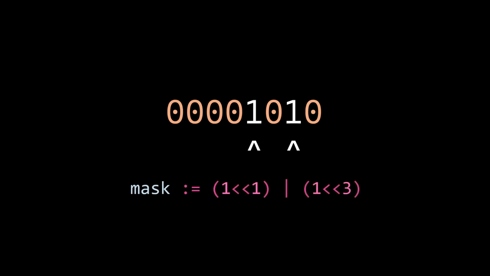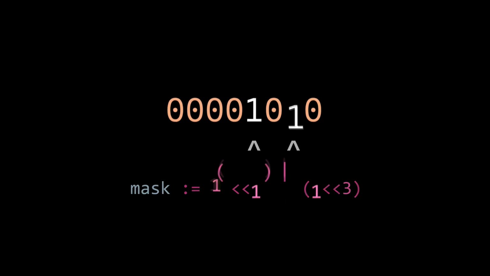In this code, we now target the second and the fourth bit in the number by using the OR operator on the values 10, or 2 to the power of 1, and 1000, or 2 to the power of 3. You've effectively set 2 bits to 1. The reason for this is quite simple.